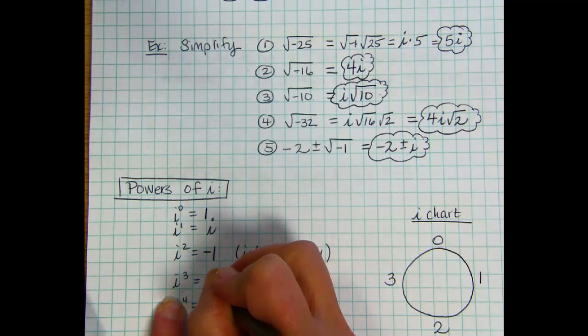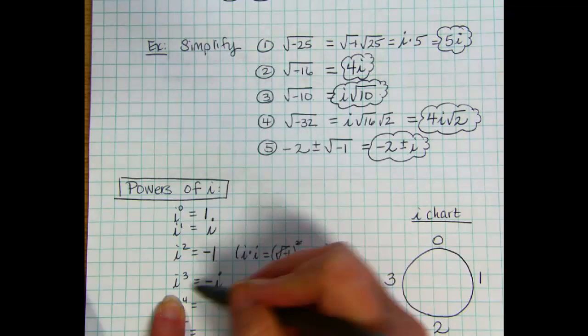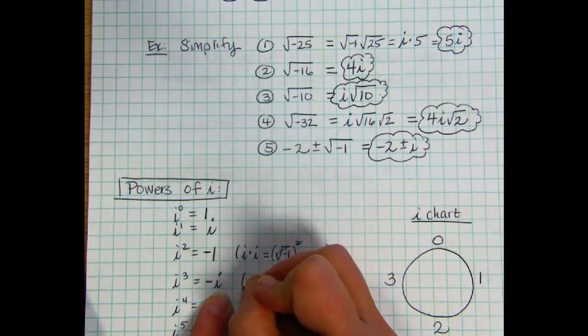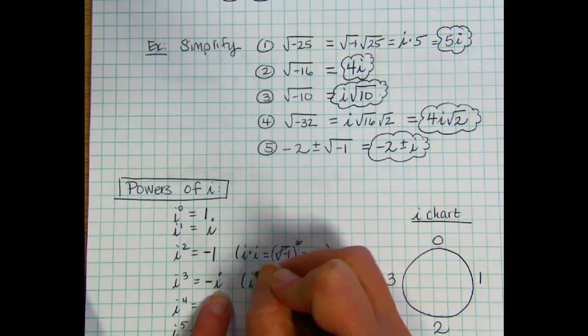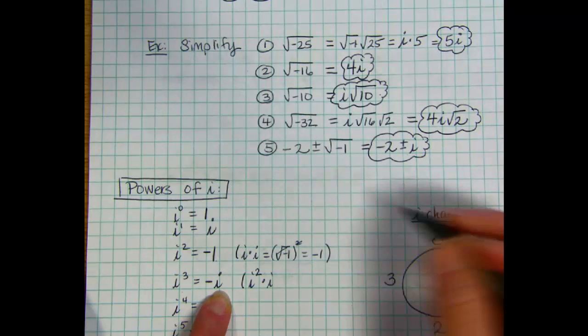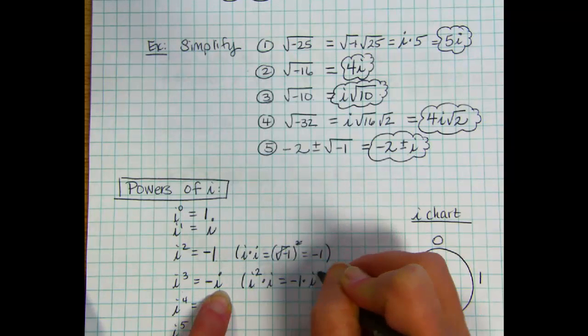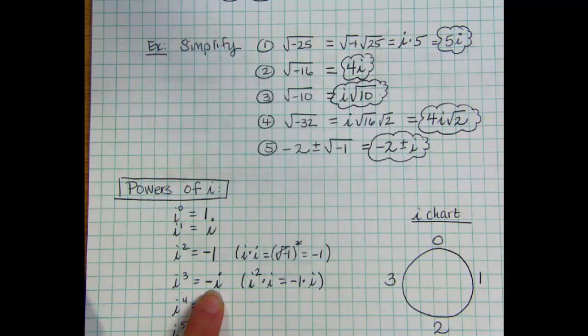I cubed is -I. Again, you're going to know these really well soon, but if you want to know why that's the case, I cubed could be written as I squared times I. Well, we just learned that I squared is -1. -1 times I is -I.